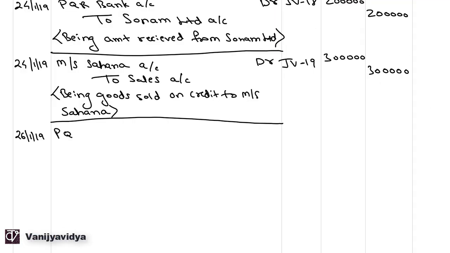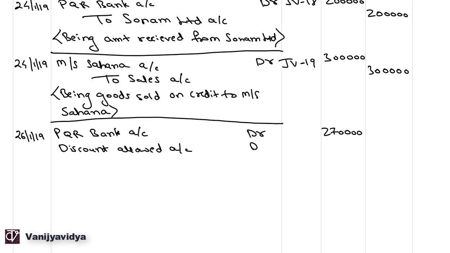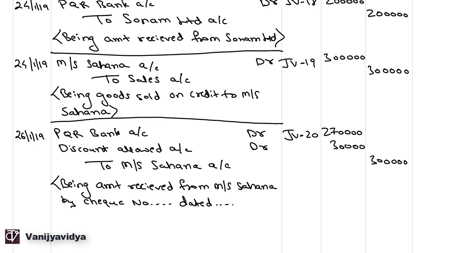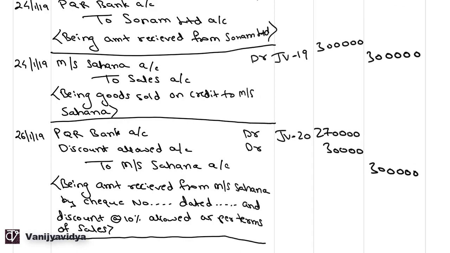26 Jan 2019, PQR bank account debit 2,70,000, discount allowed account debit 30,000 to Messrs. Sahana account 3 lakhs. JV number 20, being amount received from Messrs. Sahana by check number so and so, dated so and so, and discount at 10% allowed as per the terms of sales. Now let's move on to the next entry.